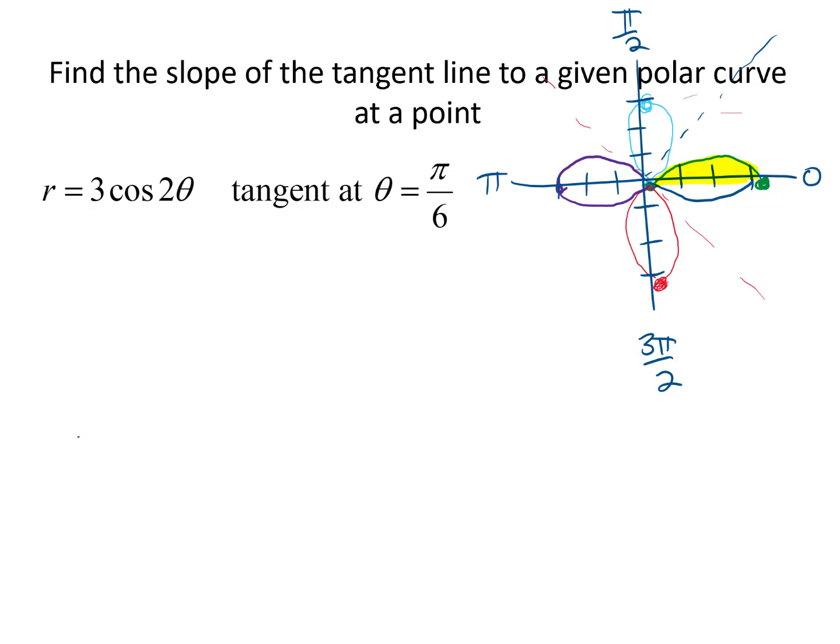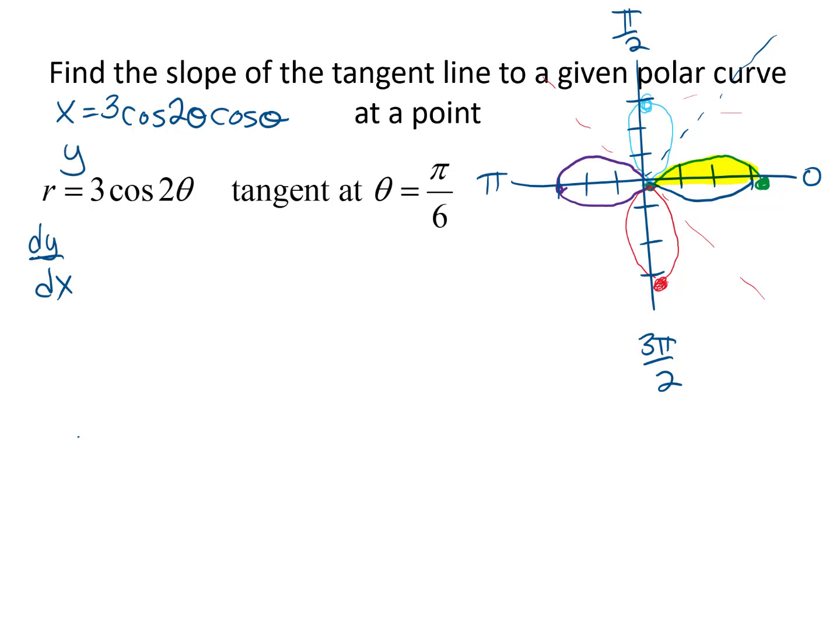Okay, if we want to find the slope of a tangent line to this given polar curve at a point, then we're going to need a way to find dy/dx using what we have here, our r and theta information. So first of all, if we want dy/dx, we need to see what x is in terms of r and theta, and x is always r cosine theta. But we want to replace the r with what it equals, which is 3 cosine 2 theta, and then we still have the cosine theta piece.